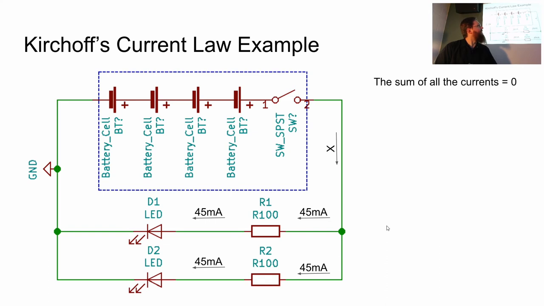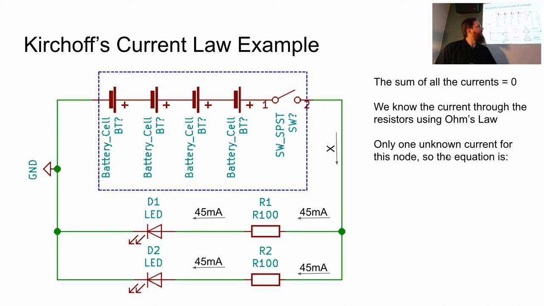Kirchhoff's current law states that the sum of all the currents through a node is equal to zero. We know the current because of Ohm's law, or because we measured it. So there's only one unknown for this node, and that means we can use Kirchhoff's current law to solve it. And Kirchhoff's laws, unlike Ohm's law, do apply in all cases.